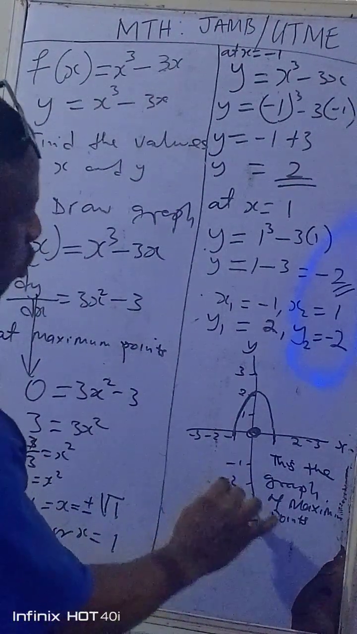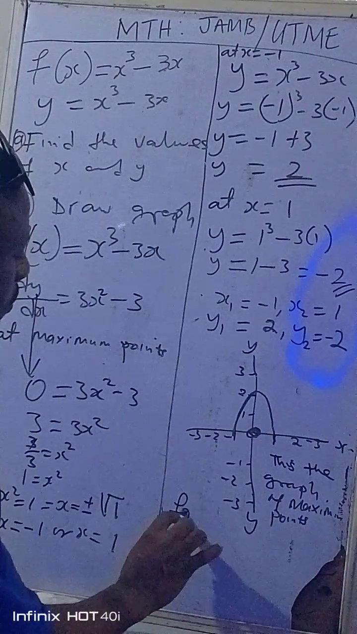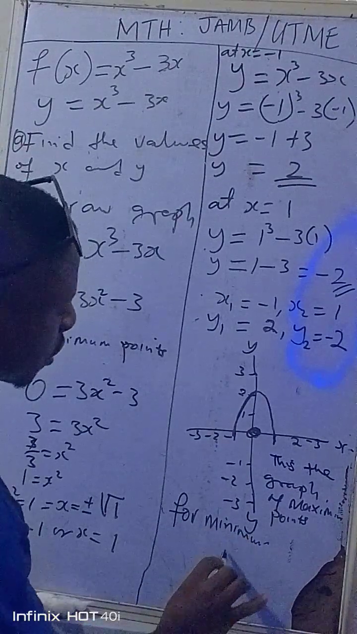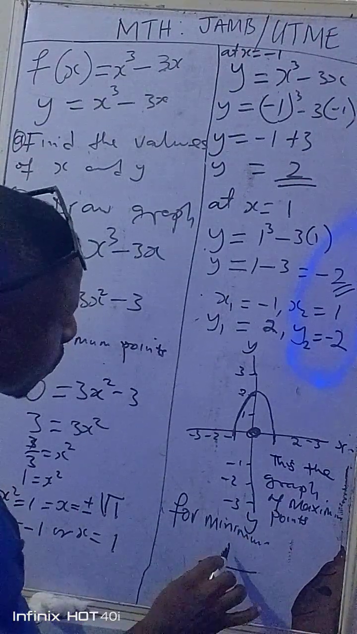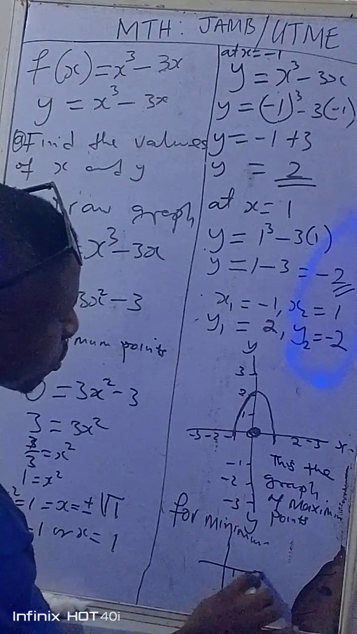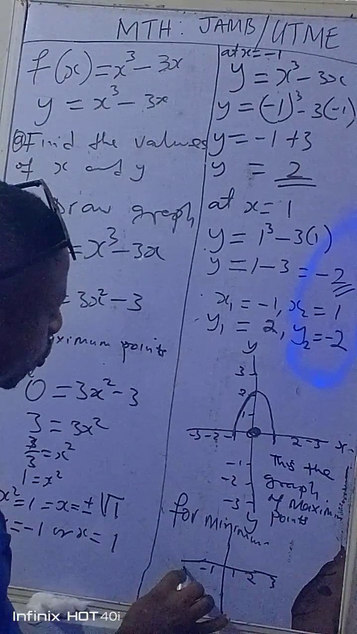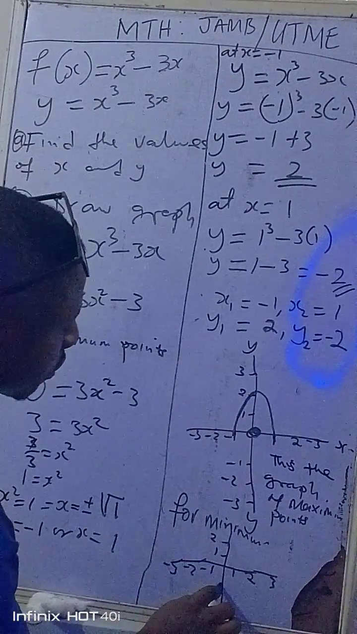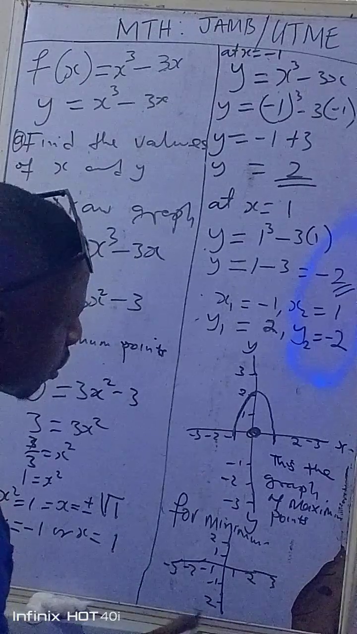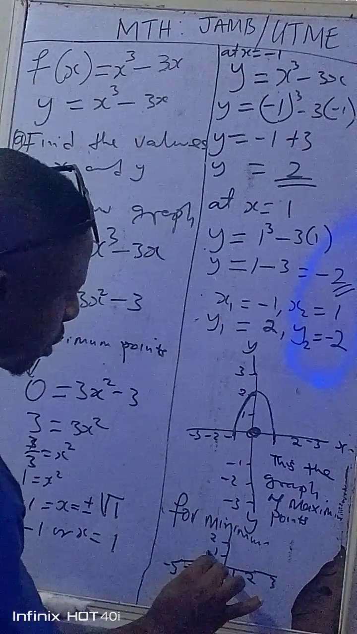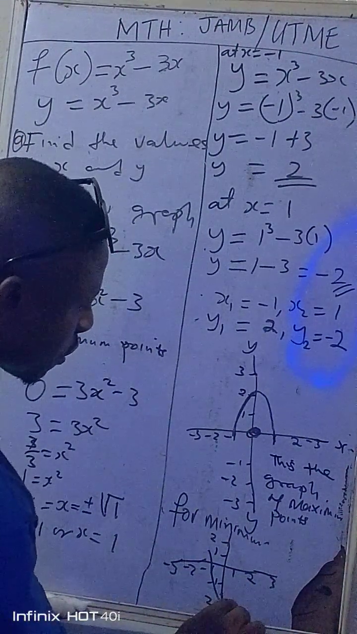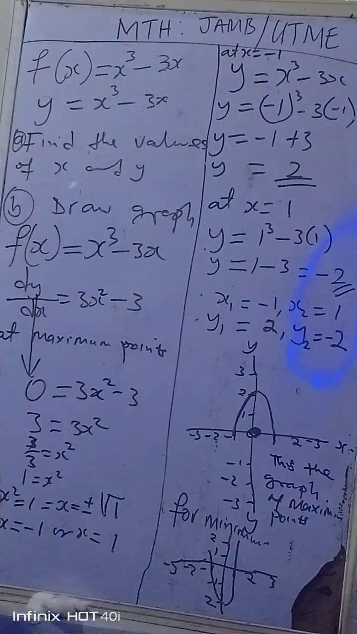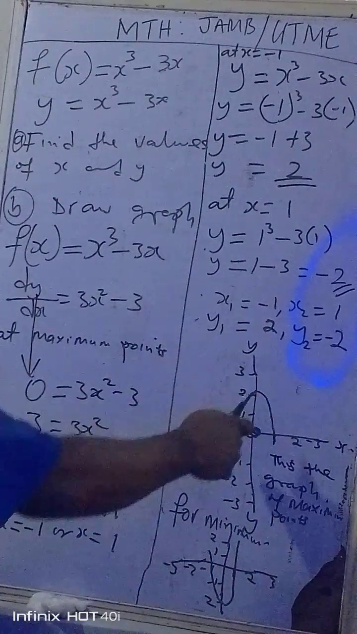Now, if we were to make it the minimum point, you know, we would have taken it to be minus 2, so it will have looked like this. For minimum point, it will have looked like this. This is 1, this is 2, this is 3, this is minus 1, minus 2, minus 3, and so on. This is 1, this is 2, this is minus 1, this is minus 2. So for minimum point, it will have looked like this. Did you see that? So this is the minimum point of this equation, and this is the maximum point.